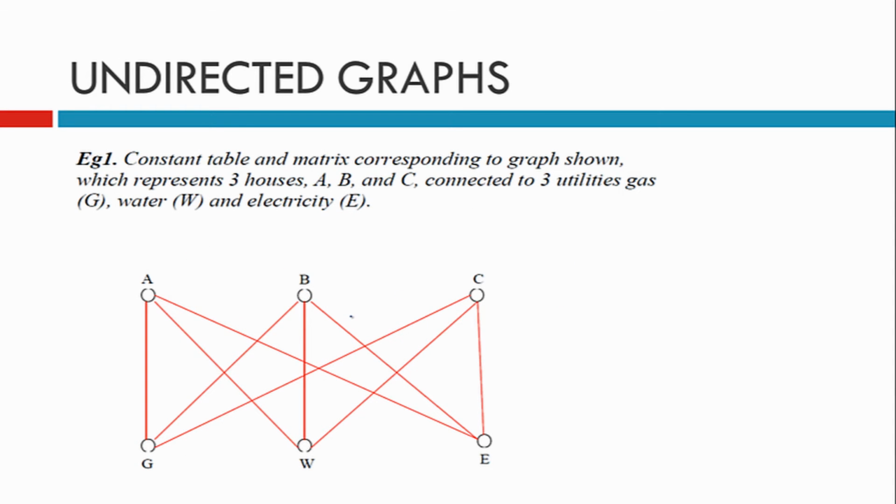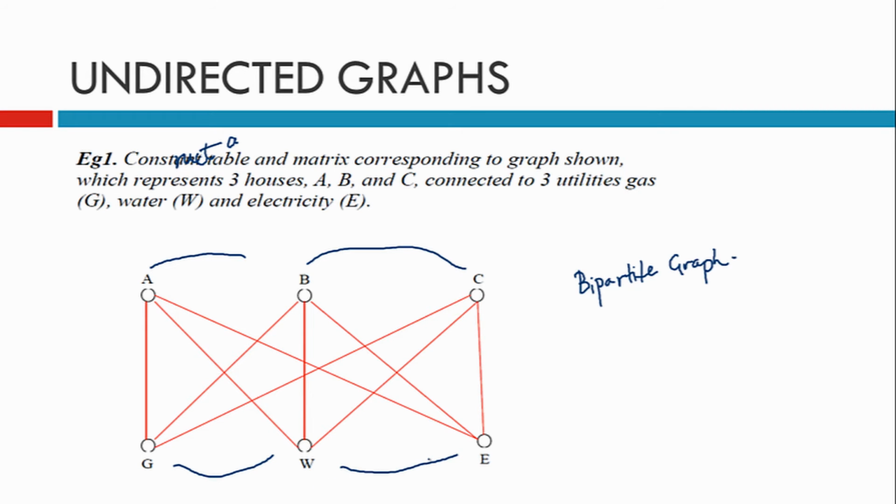Now let's do an example. It says construct a table and matrix corresponding to the graph shown, which represents 3 houses, A, B and C, connected to 3 utilities, gas, water and electricity. So there we have the graph. But this is also called a bipartite graph, isn't it? It is called a bipartite graph. The reason being is because we have partitioned this into 2 disjoint sets, A, B and C being the houses, and G, W and E being the utilities. So you can see that we can draw a line between them and they are split.